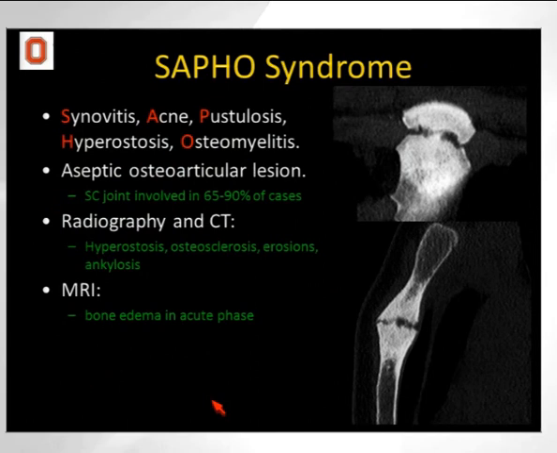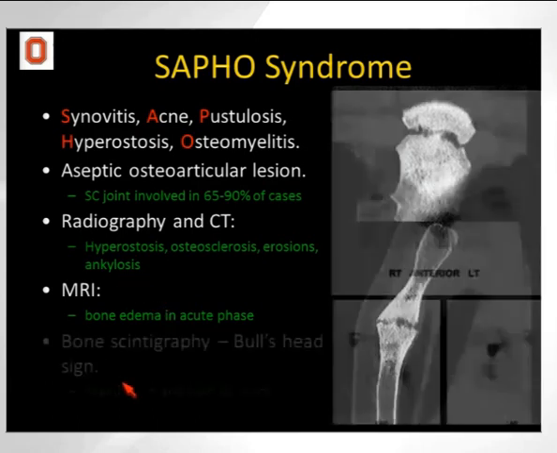Now, SAPHO stands for synovitis, acne, pustulosis, hyperostosis, and osteomyelitis. And recall that in these patients, the aseptic osteoarticular abnormality will involve the sternoclavicular regions in the majority of patients, as many as 9 out of 10. So you need to look for that, because in these conditions, the findings are very characteristic. You will have hyperostosis, you will have osteosclerosis and erosions, which can lead to ankylosis as well.